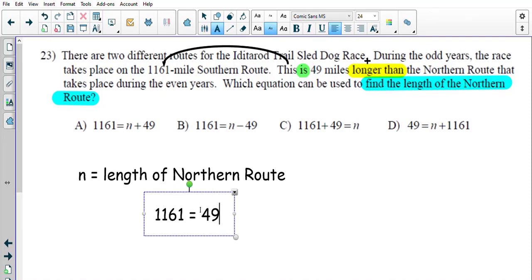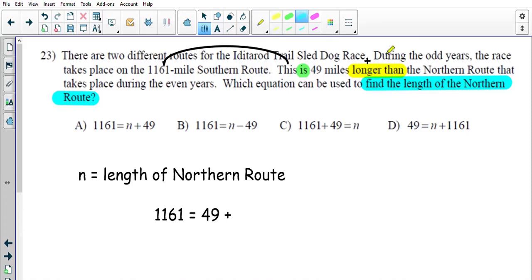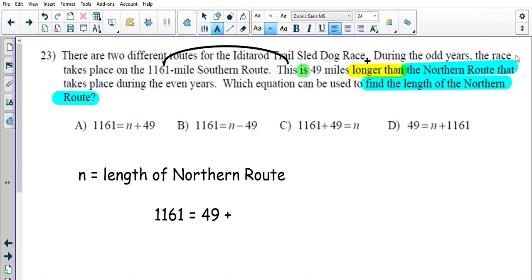So let's set this up. The length of the northern route, that's my unknown. So that's going to be this right here. So that's going to be my variable n. So 49 plus n. Let's look through these choices. Do I see it? I have 1,161 equals n plus 49. It's not exactly the same here, but what I do know is that addition is commutative. So I could write 49 plus n or n plus 49. This first equation is equivalent.